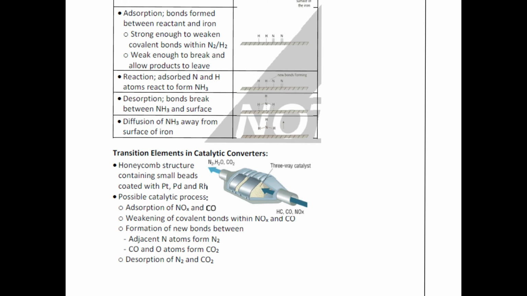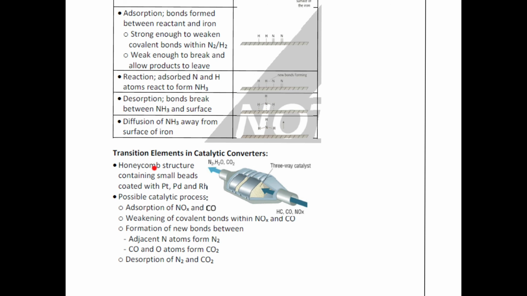Transition elements in catalytic converter. So this is an example of heterogeneous catalysis. So as you know, the transition element here is solid, but the reactants here are gases. So first, you can see honeycomb structures containing small beads coated with platinum, palladium, and rhodium. So these are the catalysts. So the catalyst is in between. The structure is like a honeycomb.